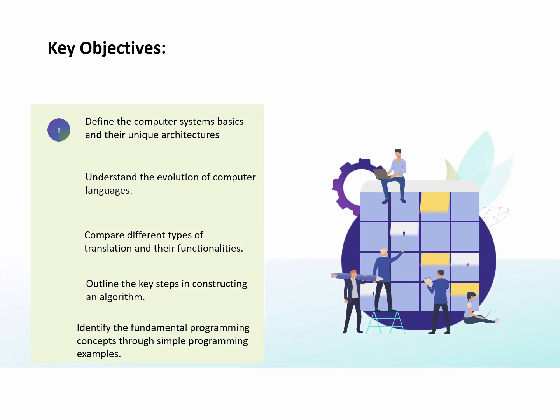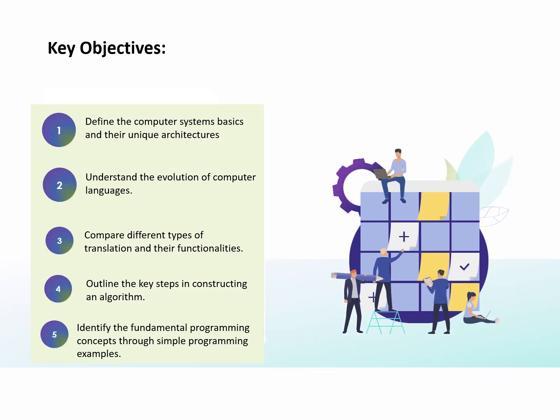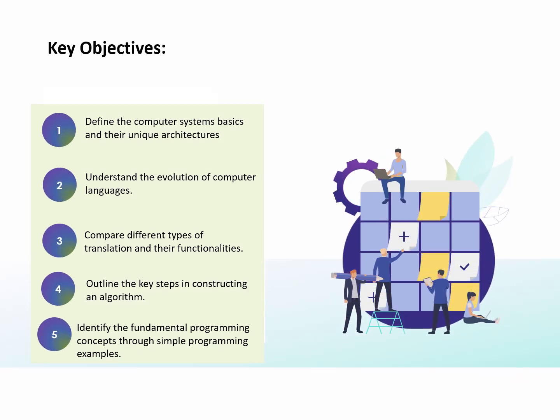Four key objectives. By the end of this chapter, students should be able to: one, define the computer system basics and their unique architectures. Two, understand the evolution of computer languages. Three, compare different types of translation and their functionalities. After that, outline the key steps in constructing an algorithm. Lastly, identify the fundamental programming concepts through simple programming examples.